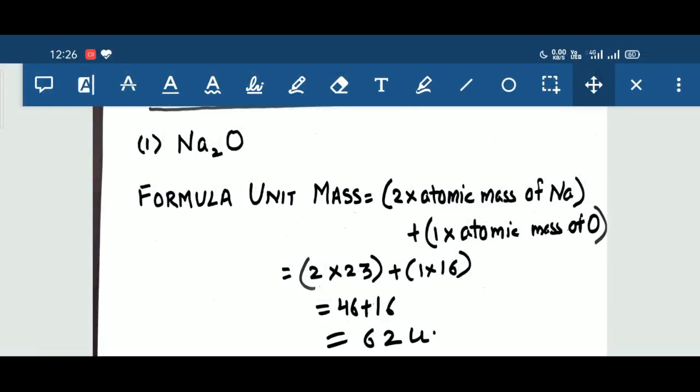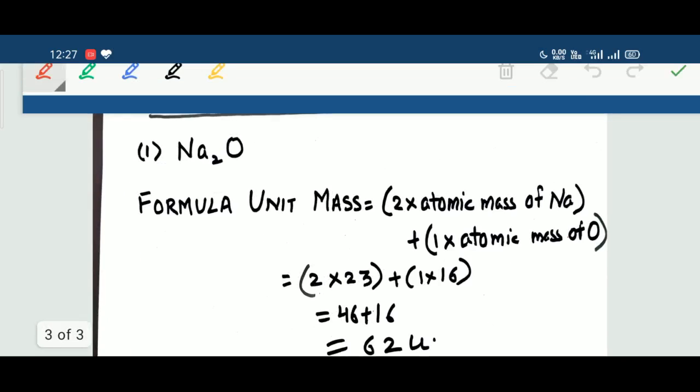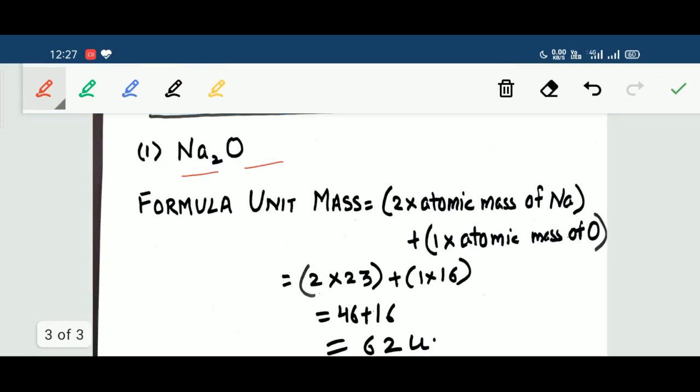Now consider one example. Calculate the formula unit mass of sodium oxide, and we know that the chemical formula of sodium oxide is Na2O. Now students, formula unit mass of sodium oxide will be calculated in the same manner as the molecular mass. So in this case there are two atoms of sodium and one atom of oxygen.